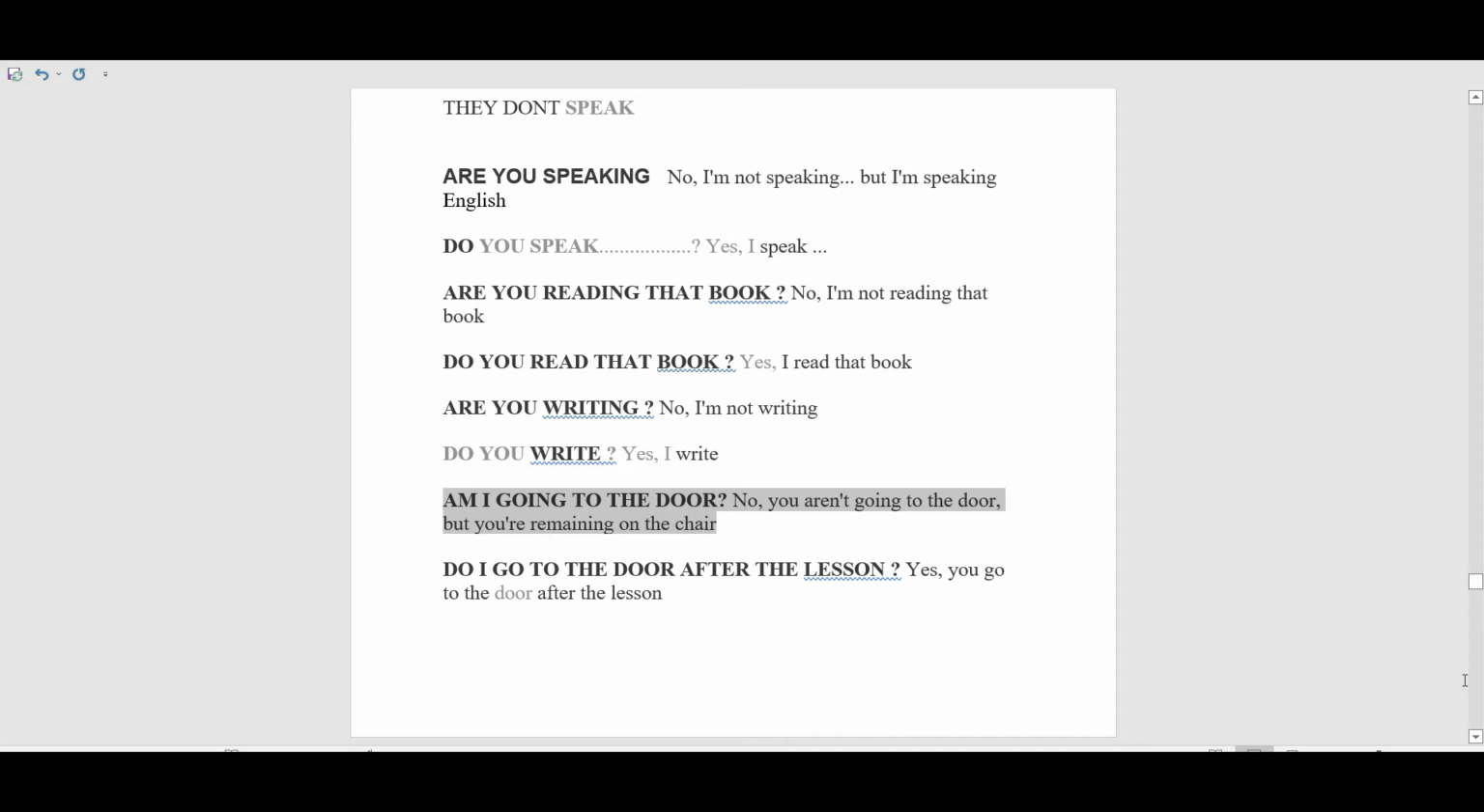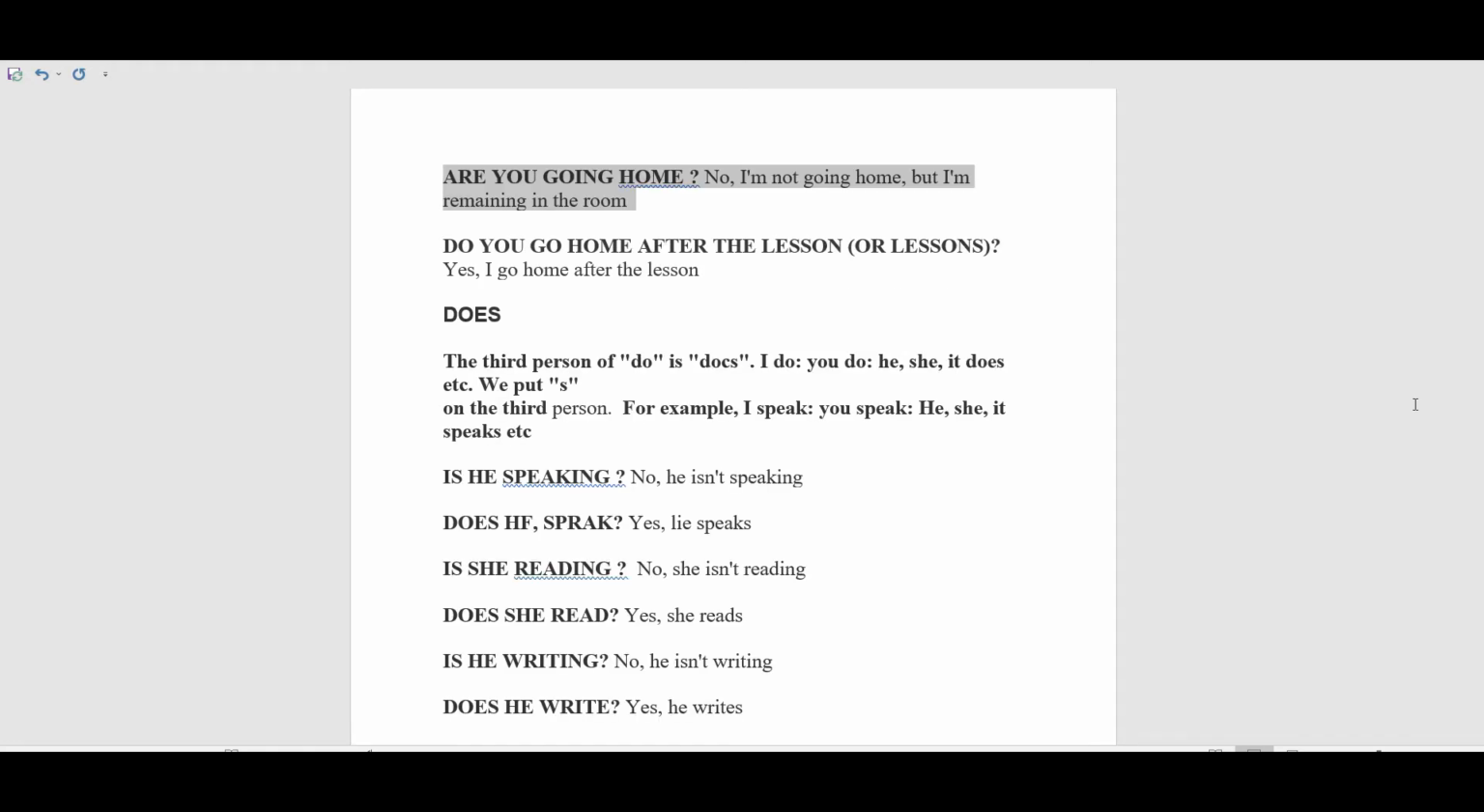Am I going to the door? No, you aren't going to the door, but you're remaining on the chair. Do I go to the door after the lesson? Yes, you go to the door after the lesson. Are you going home? No, I'm not going home, but I'm remaining in this room. I go home after the lesson. Yes, I go home after the lesson.